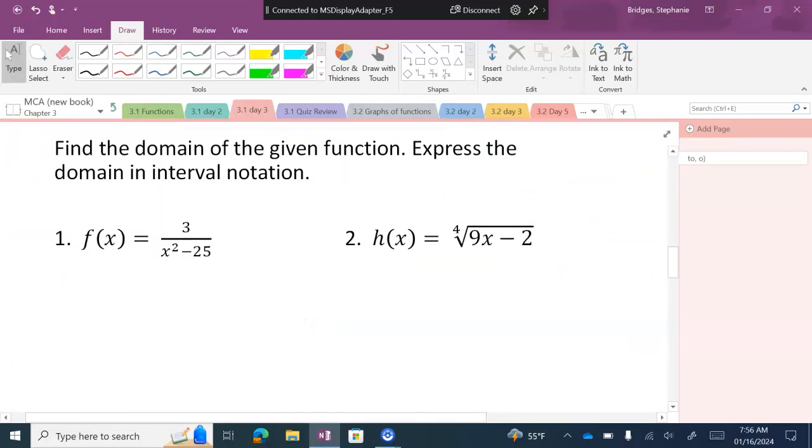All right. So we are told to find the domain of the given function, and we are expressing it in interval notation, which is what we just looked at in that little chart there.